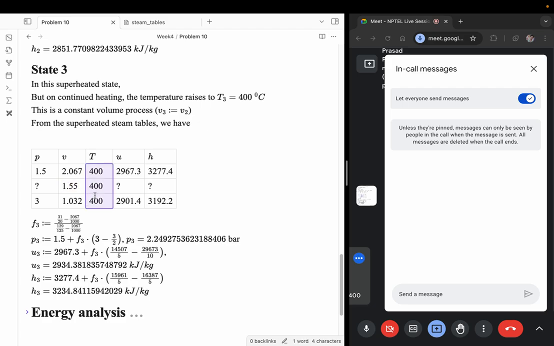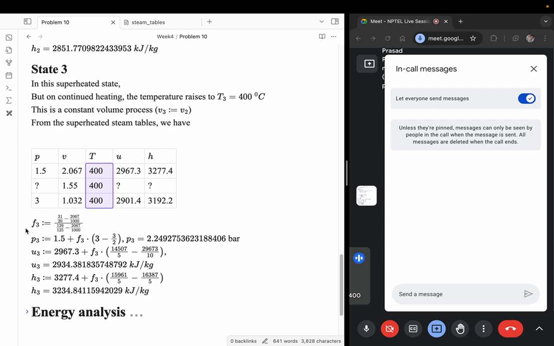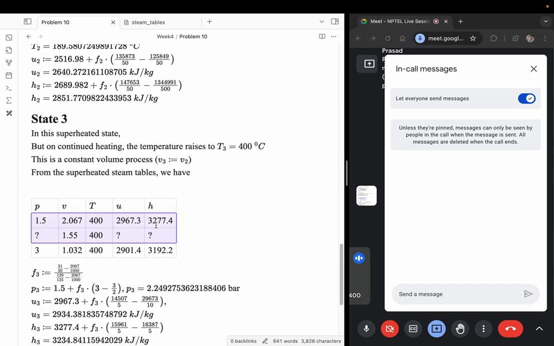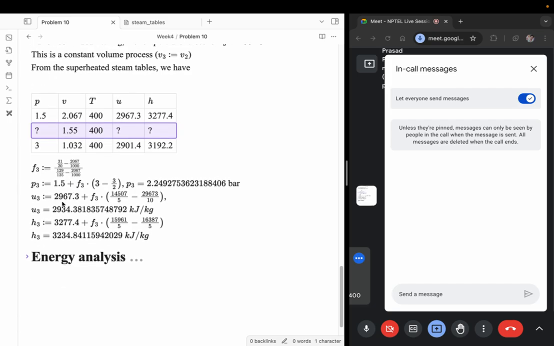Whatever is constant is something that I do not have to worry about, because even if I do some linear interpolation, the value is not going to change. So from there I calculate the corresponding P3, and all the question marks that are here are obtained by a linear combination, based on the value of the specific volume. Once I have all these values, energy analysis is straightforward.